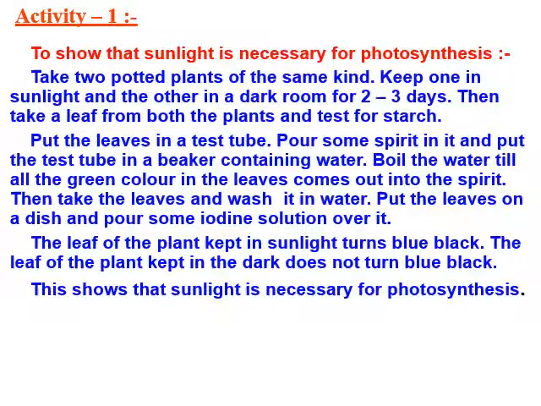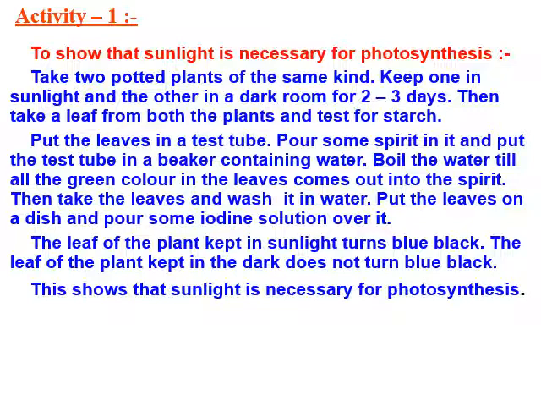Let us perform one activity to show that sunlight is necessary for photosynthesis. First, we have to take two potted plants of the same kind, keep one in the sunlight and the other in a dark room for 2 to 3 days. Then take a leaf from both the plants and we will test for the starch. Now put the leaves in a test tube, pour some spirit into it and put the test tube in a beaker containing water. Now boil the water till all the green color in the leaves comes out in the spirit.